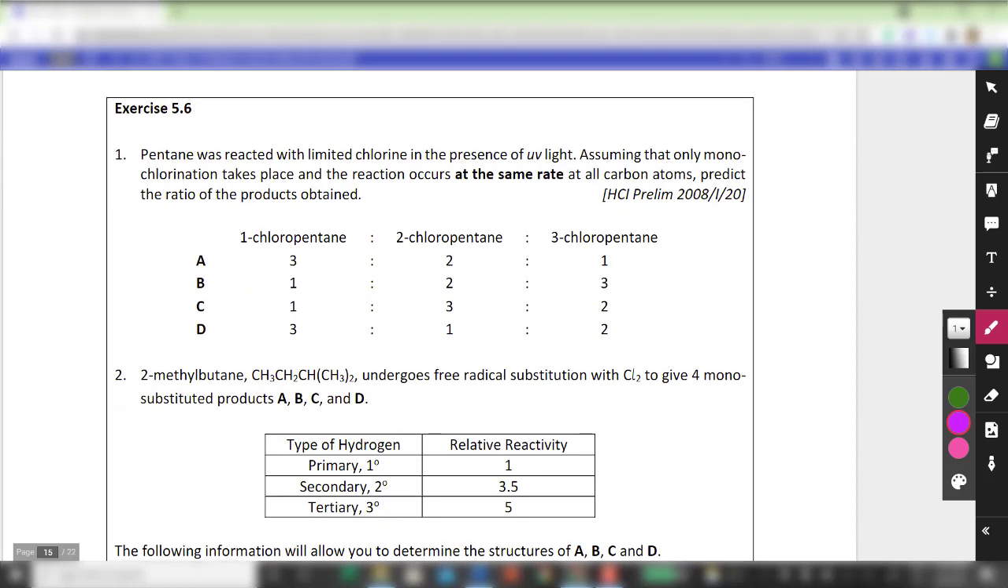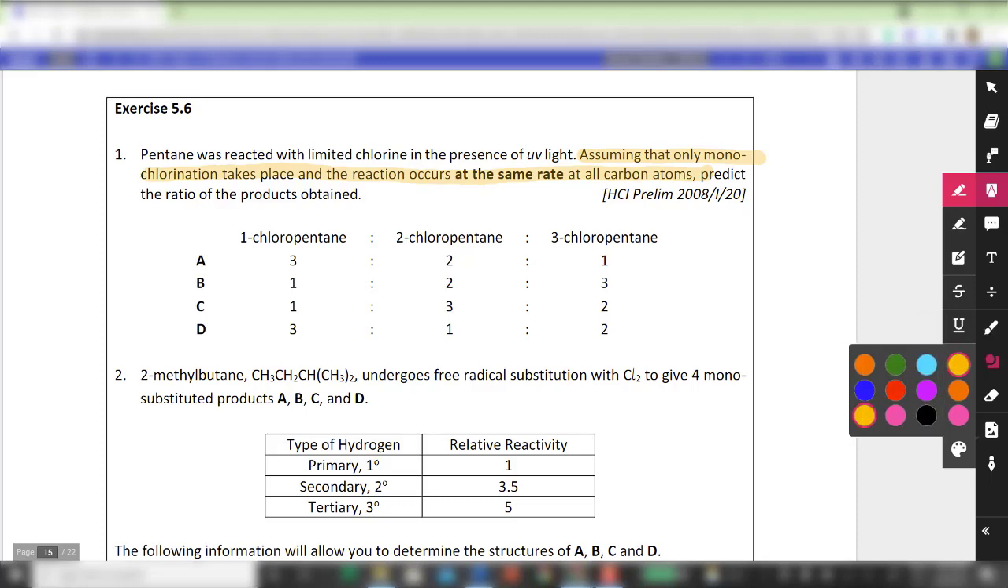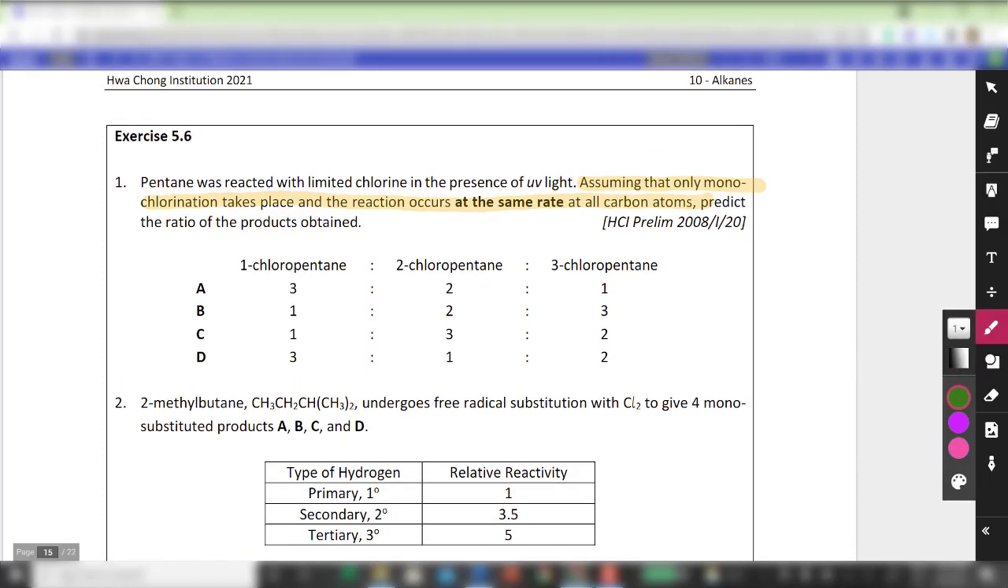So we have an exercise 5.6 over here. You are given pentane reacted with limited chlorine in the presence of UV light. Assuming that the monochlorination takes place and the reaction happens at the same rate at all carbon atoms, predict the ratio of the products formed. If you look at the phrasing of the question, you notice that it is solely based on statistics. How do we know? Because of this statement: assuming that only monochlorination takes place and the reaction occurs at the same rate at all carbon atoms. So this particular question basically just tests you on statistics.